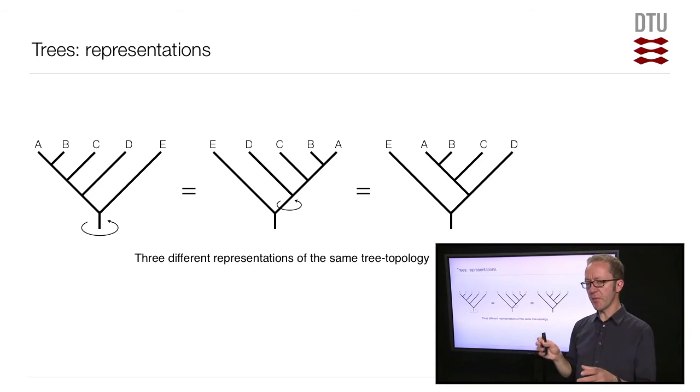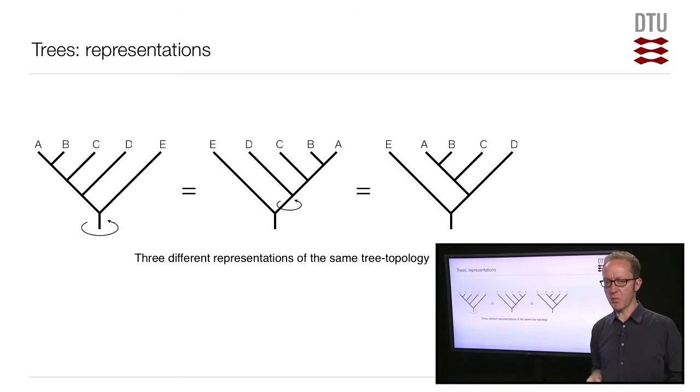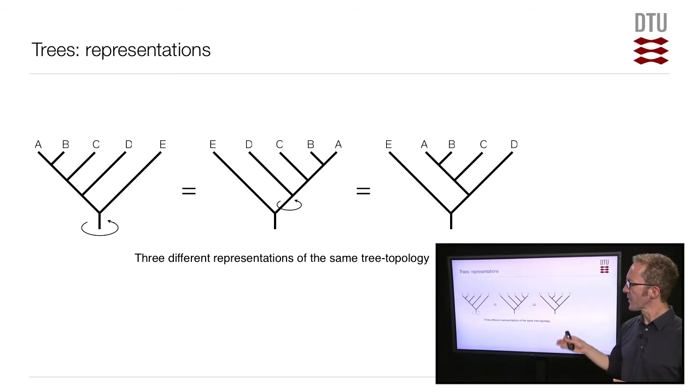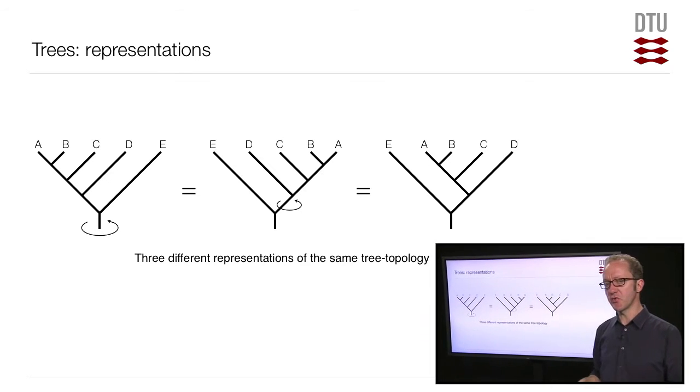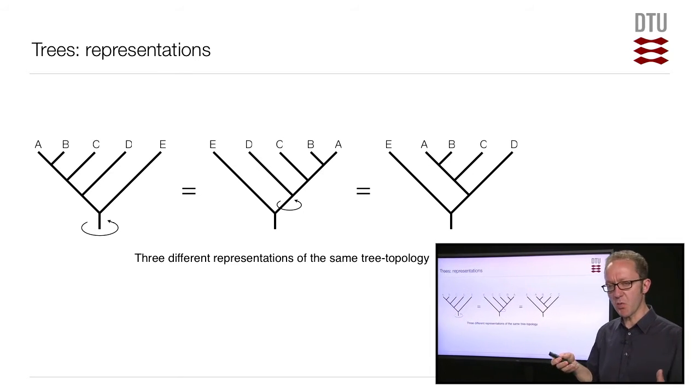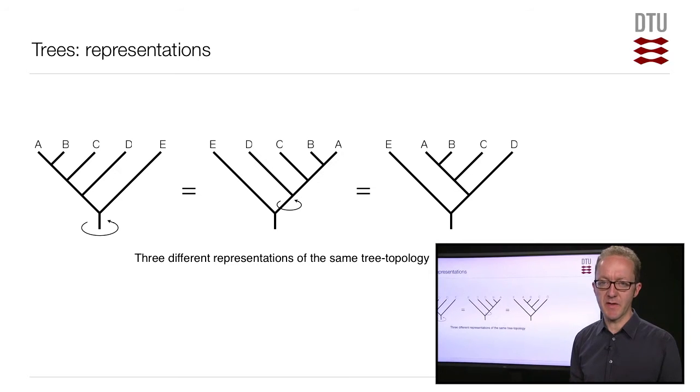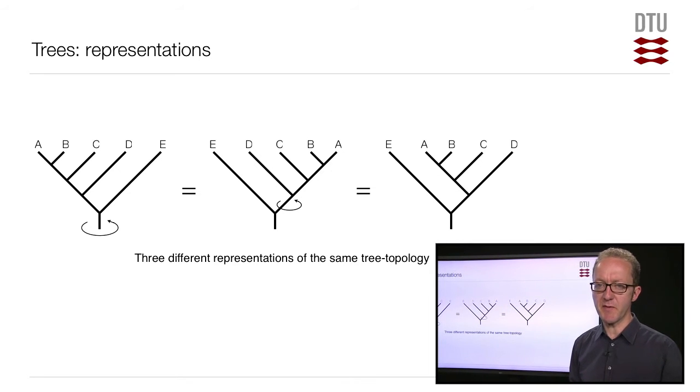In addition to the terminology, there's an important point I want to make about representation. It's important to realize that the thing we're interested in a phylogenetic tree is the branching pattern, or what we call the topology. That's the interesting information that we're after.